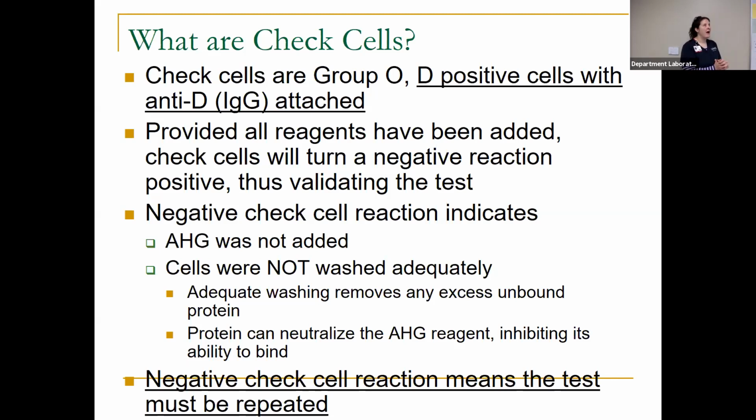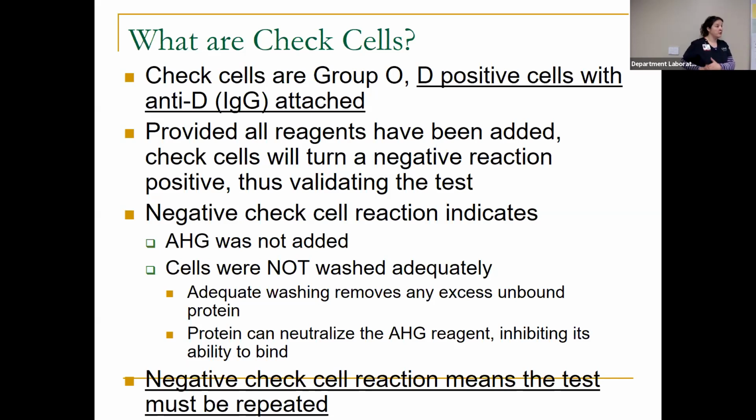All right, so I have a disclaimer, and this always throws students off. Check cells is going to make your negative reaction go positive. That positive reaction does not reflect your patient testing. That's just kind of like a built-in internal control, okay? So if you have a negative AHG at macroscopic and microscopic, your result for your patient is negative. So don't read your check cell result as positive.